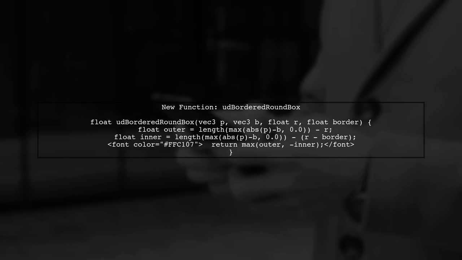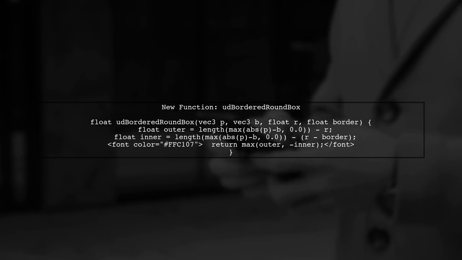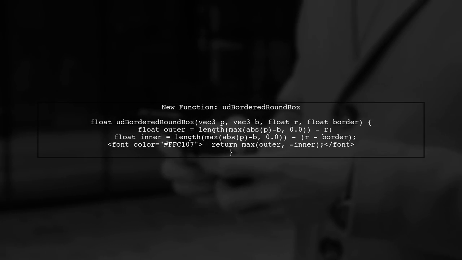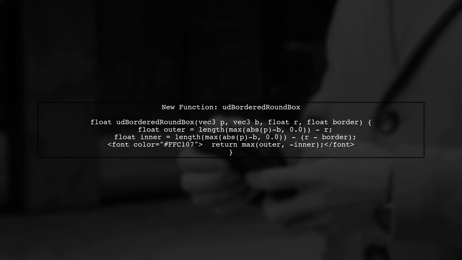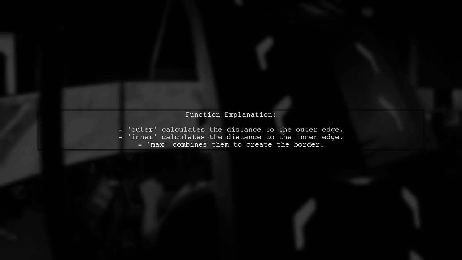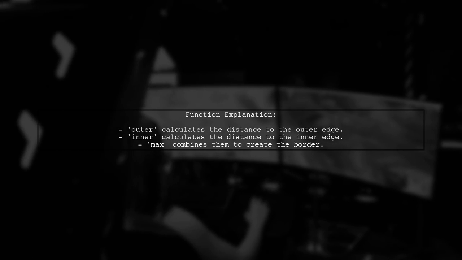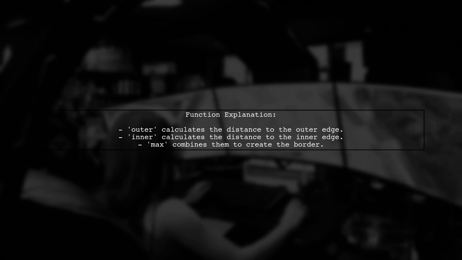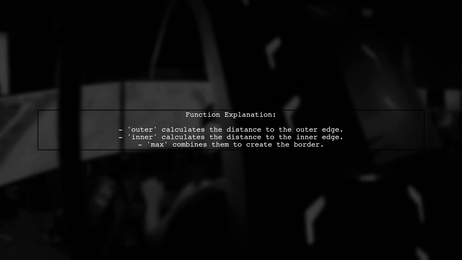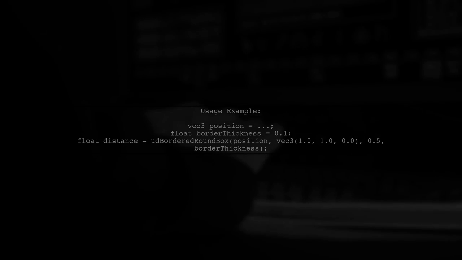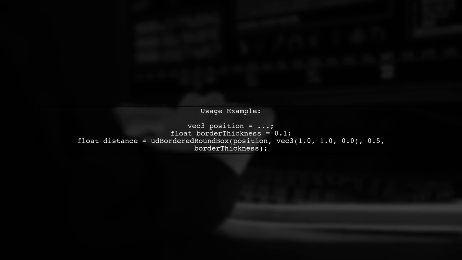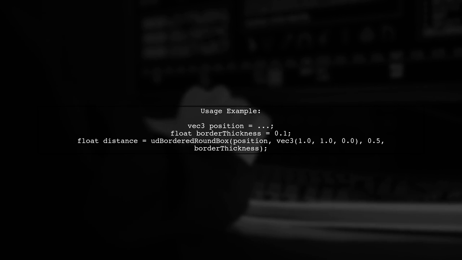Here's how we can implement the bordered rounded rectangle. We will create two distance functions, one for the outer shape and one for the inner shape. In this function, border defines the thickness of the border. The max function ensures that we only get the border area, while the inner shape is subtracted to create the hollow effect. Finally, you can use this function in your shader to render a bordered, rounded rectangle. Adjust the parameters to fit your design needs.